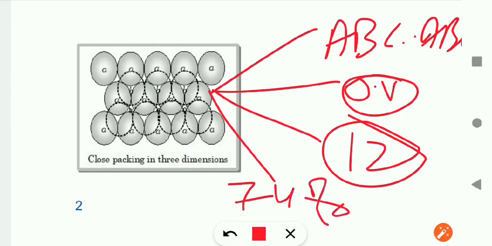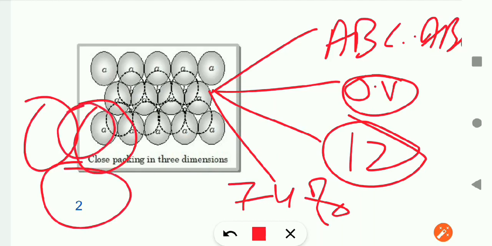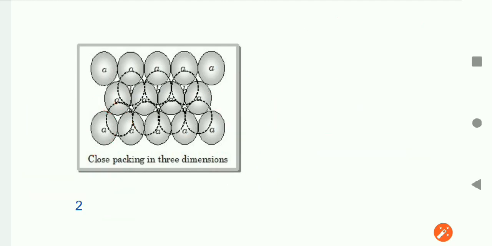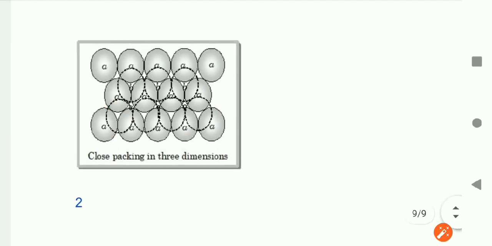Okay, what is an octahedral void? It is formed by 6 spheres, 3 like this and 3 like this. This void is surrounded by 6 spheres. Now come to another method in which we can place another layer.